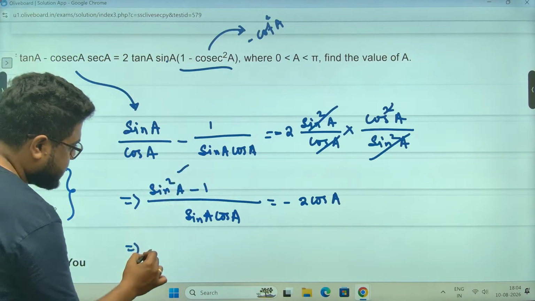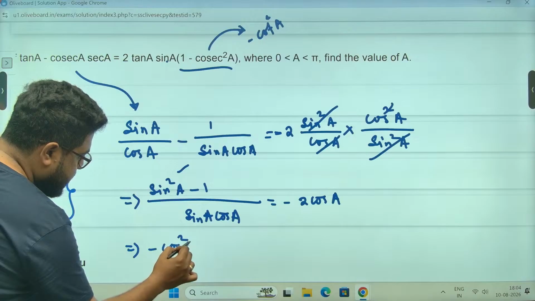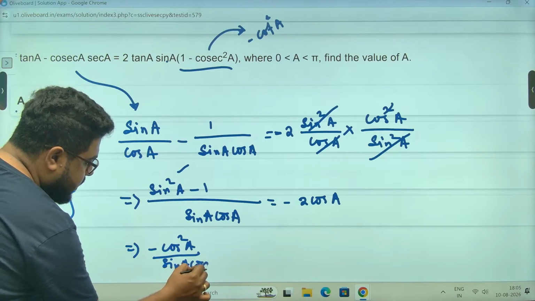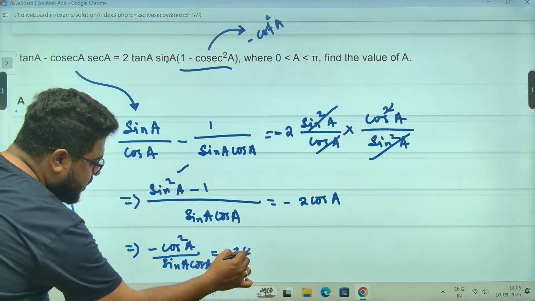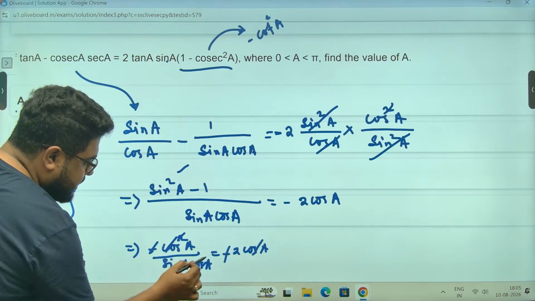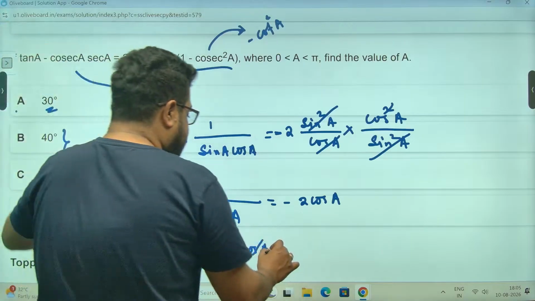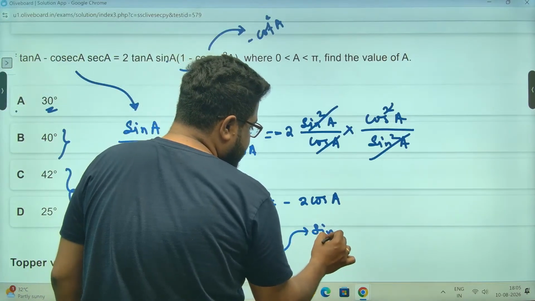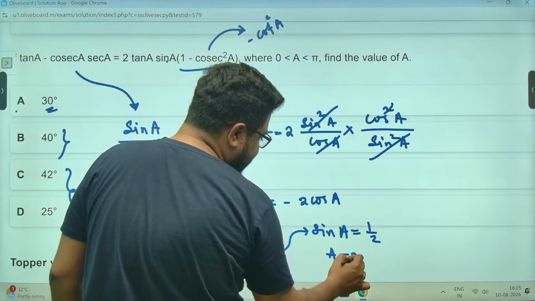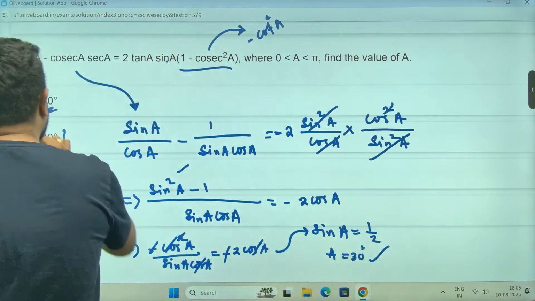This is minus cos square A by sin A into cos A. It is equal to minus 2 cos A. Last question is a little lengthier. This one gone, this one gone. So sin A equal to half, sir. So ultimately it was 30 degree only. So A equal to 30 degree. That's your answer, option A.